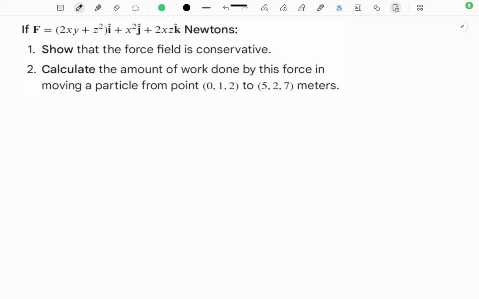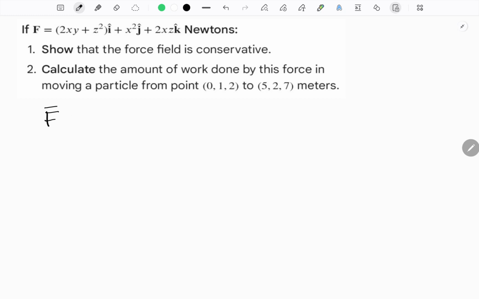Hello guys, let us solve this question from the idea of conservative forces and scalar potential. Here there is a force field given. The first question is to show that the force field is conservative, and the second question is to find the work done when a particle is moved from one point to another point.